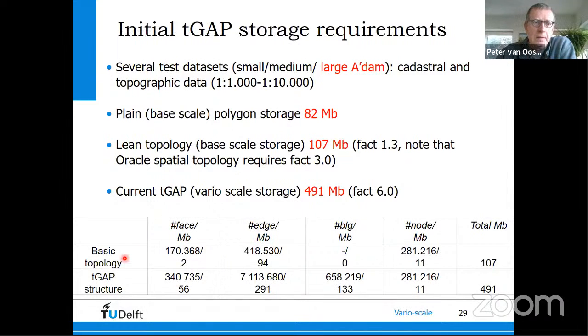So for the basic topology, we have 170,000 faces, and that table needed 2 megabytes. We had 400,000 edges, and that needed 94 megabytes. We did not have a BLG tree, it was the normal basic topology. And we had a node table with 280,000 nodes, needing 11 megabytes. So in total, 107 megabytes.